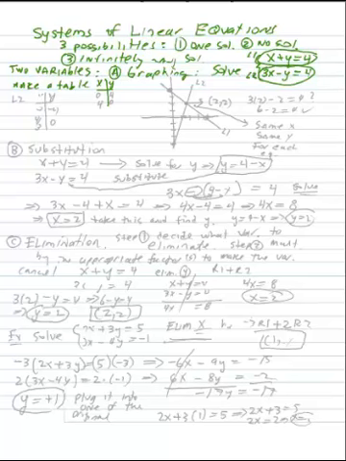Then graph x plus y equals 4. Well, when x is equal to 0, y is equal to 4. And when y is equal to 0, x is 4. So here's our coordinate system. Here's 0, 4. And here's 4, 0. And now we're going to draw the line passing through those two points.